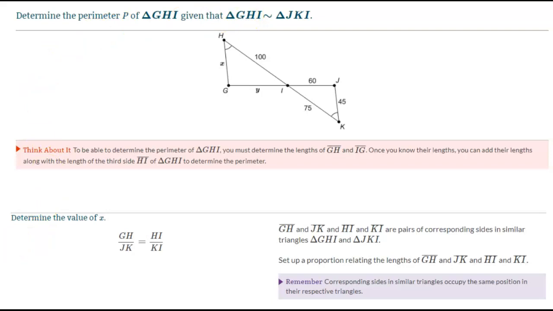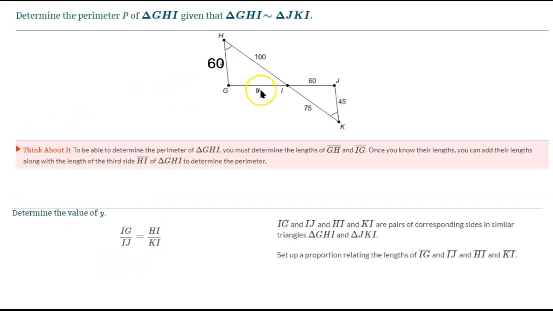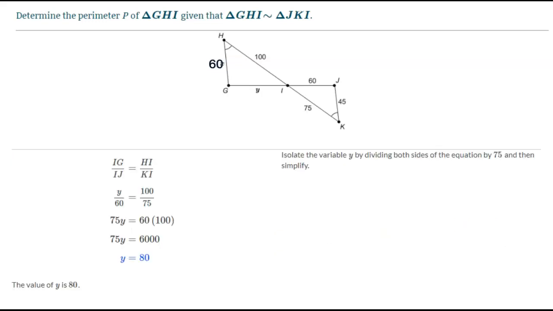We see that GH divided by JK is equal to HI divided by KI. When we plug in the values and cross multiply, we find that x is equal to 60. Then we go ahead and do the exact same thing for y. So we're going to set up our proportions so that IG divided by IJ is equal to HI divided by KI. Cross multiply, we find that the value of y is equal to 80.